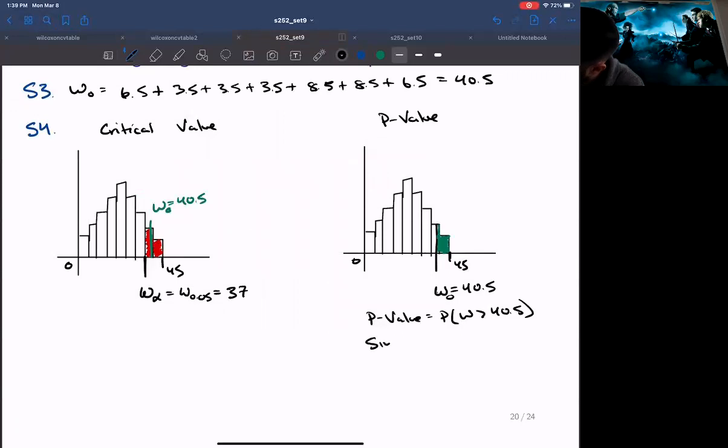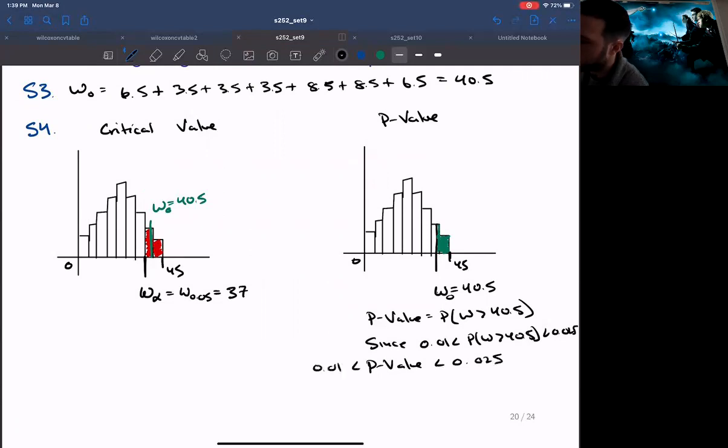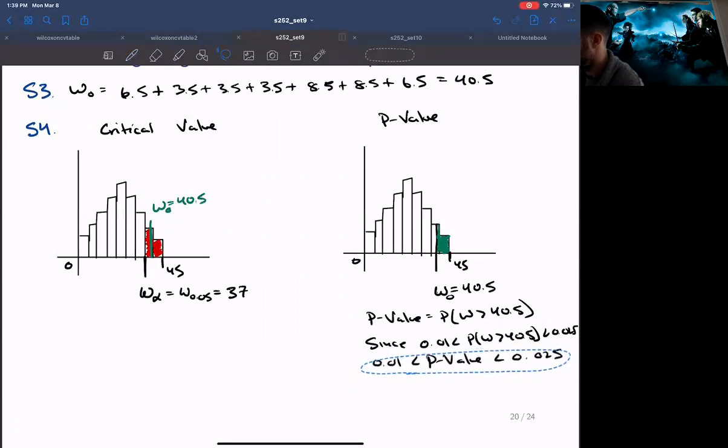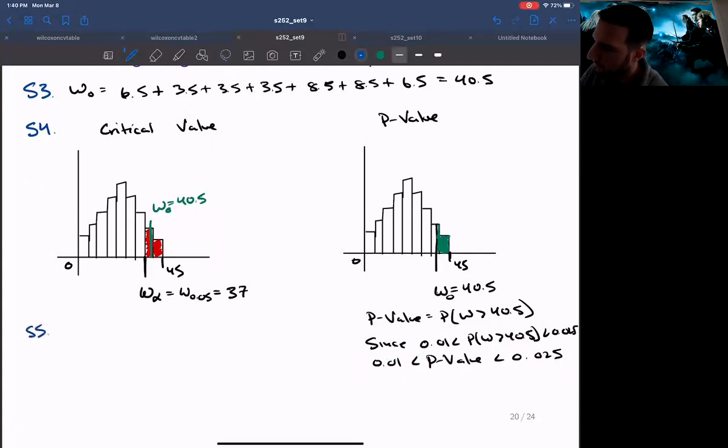Okay, so since 0.01 is less than the probability is less than 0.025, the p-value is less than 0.025, which is less than 0.1. Okay, so we can reject the null.